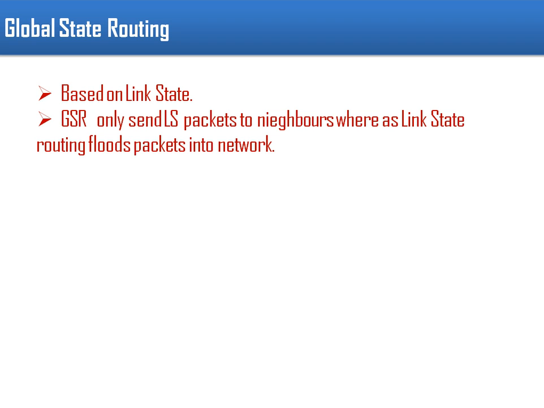The only difference between global state and link state routing protocols is that in link state routing protocol, flooding is used to send link state packets to every node in the network, whereas GSR sends LS packets to only its neighbors. So hence they reduce the size of the control packets which have to be transmitted in the network, and that's why they reduce bandwidth consumption for transmitting control packets.